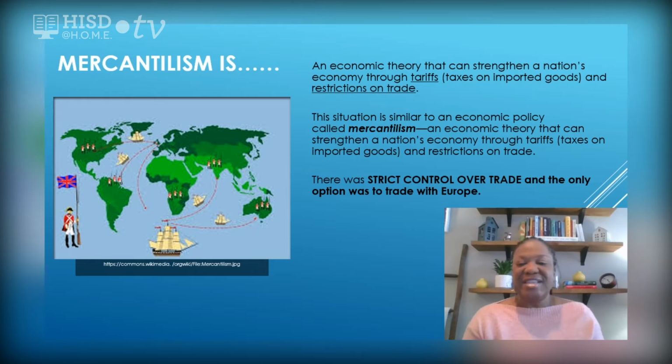Mercantilism really is an economic theory that can strengthen a nation's economy through tariffs. Tariffs are taxes on imported goods. I think we've talked about that in a previous lesson. And restrictions on trade. Okay, so what does that mean?